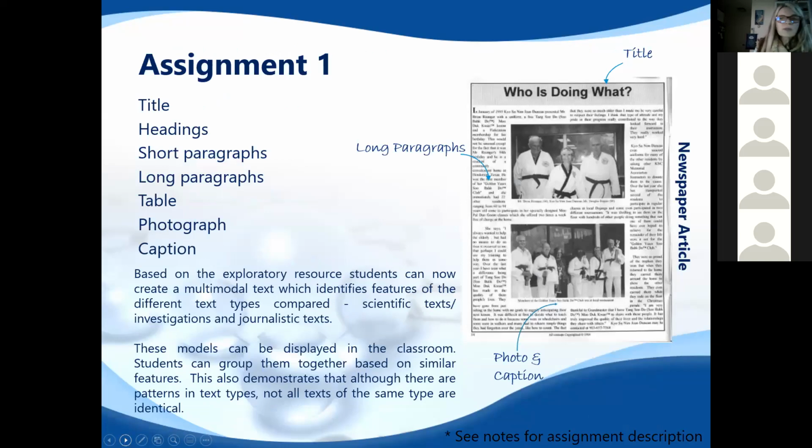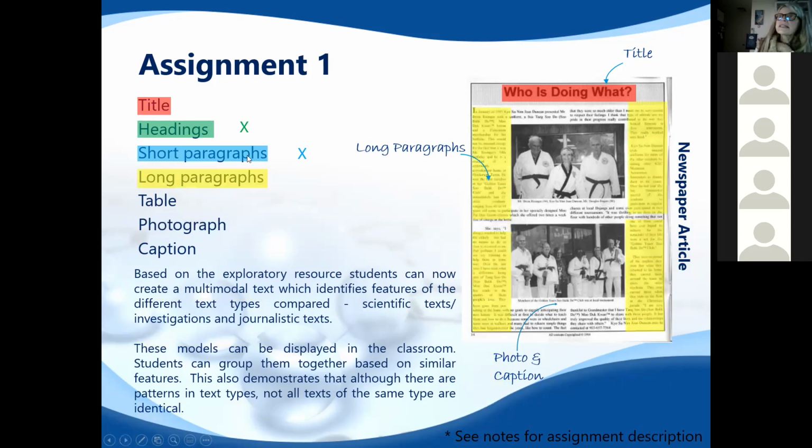But let's have a look what a newspaper looks like. Title. It doesn't have any subtitle. It doesn't have any headings. No separate sections. No short paragraphs with headings. It has long paragraphs. So it has basically a title, long paragraphs, no table. We don't want in the newspaper graphs and calculations and all of that. None of that is in the newspaper. It has a photograph and it may have a caption. Caption is the title of the photograph. So that's very interesting, right?